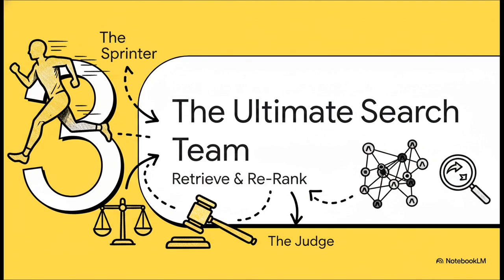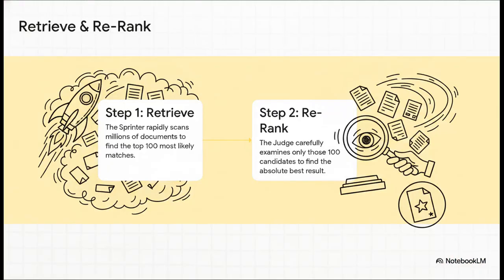Okay, so what happens when you team them up? When you combine the raw speed of the Sprinter with the pinpoint accuracy of the Judge? Well, you get the ultimate search team, and you unlock a super powerful strategy called Retrieve and Re-rank. Here's how it works. Step 1 is retrieval. The Sprinter just blasts through millions of documents and pulls out, say, the top 100 most likely matches.